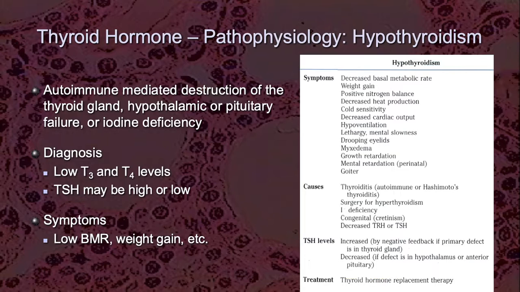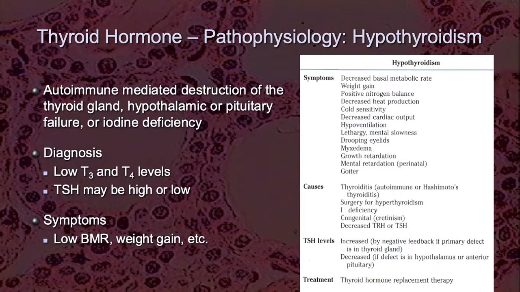The opposite then is hypothyroidism. So, what are some of the symptoms? Weight gain, yes, you're going to get bigger. You're going to be cold, decreased heat production and cold sensitivity. Your heart is going to slow down. Breathing is going to slow down. Lethargy and mental slowness. It's going to be like you're in an Indiana winter.